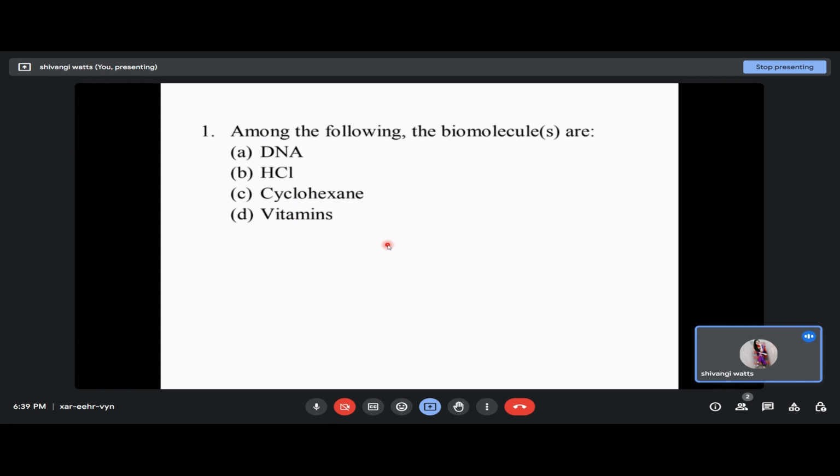As you can see, HCl is an inorganic acid, cyclohexane is an organic molecule, whereas DNA and vitamins are the biomolecules present in the human body. So A and D, DNA and vitamins are the biomolecules present in the human body. So this is the right answer.